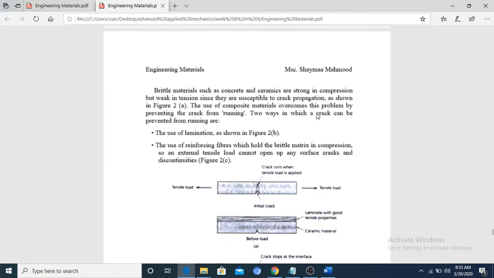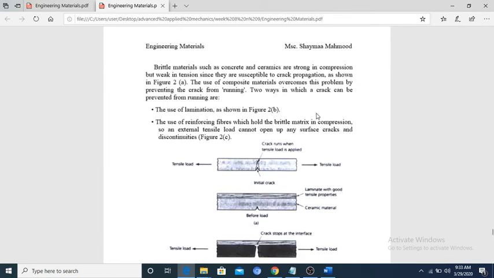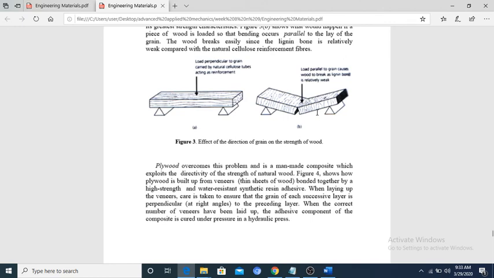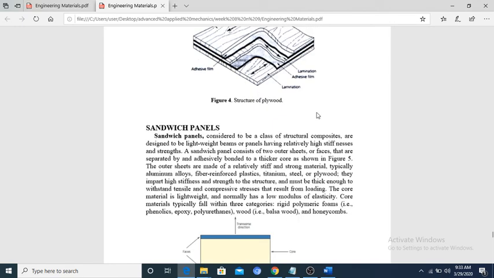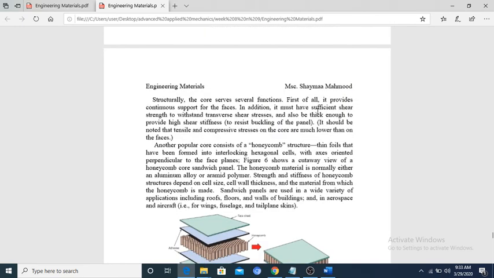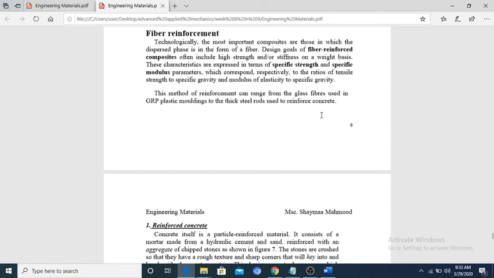And then number 17 is composite materials. What is laminate composite? What is plywood? Okay, this is sandwich panels. Yeah, it's more towards this one. Alright.